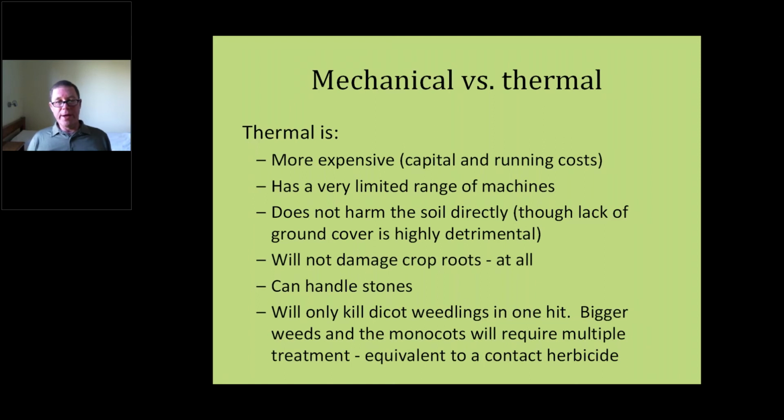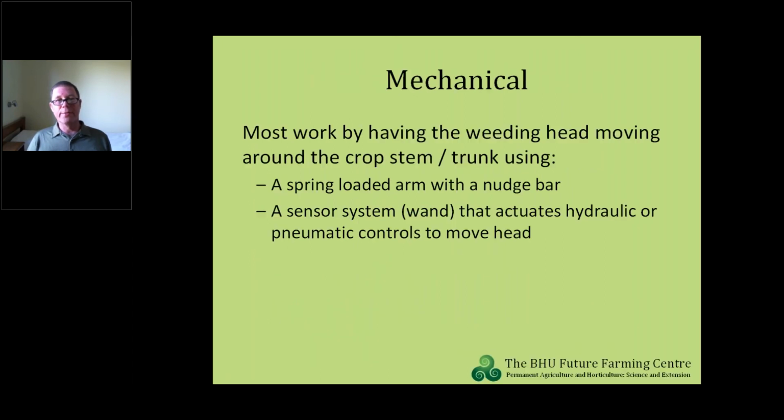But thermal weeding is a really lousy way of killing plants. It's only going to kill small dicot plants, weedlings, in one hit with 2 or 4 true leaves at a maximum. Bigger weeds and all the grasses, the monocots, are going to require multiple treatments. So thermal weeding is only equivalent to a contact herbicide. A lot of people think it has some systemic effect. It doesn't. This is in terms of flame and steam. So it's actually not even a perfect contact herbicide either. So you're having to go through time and time again if you have a lot of biomass you're wanting to kill.